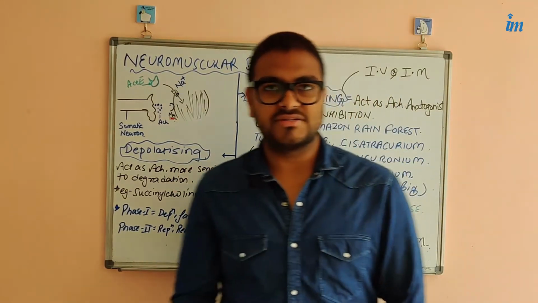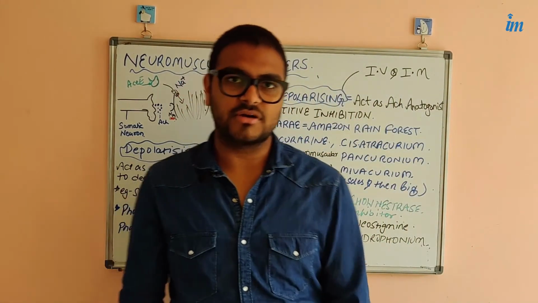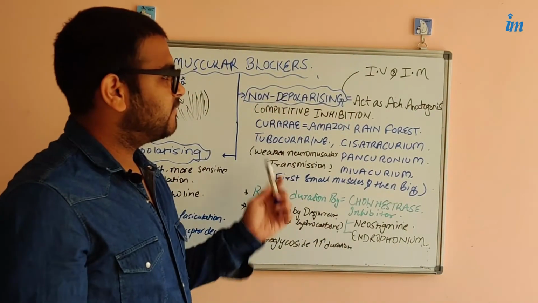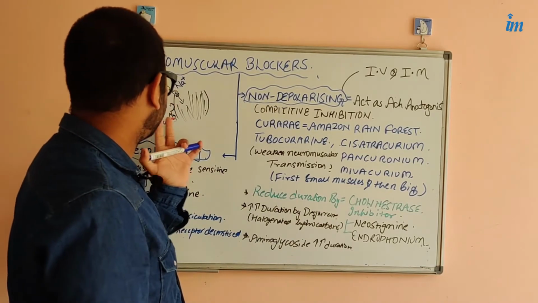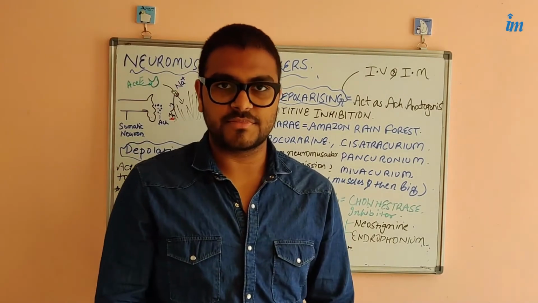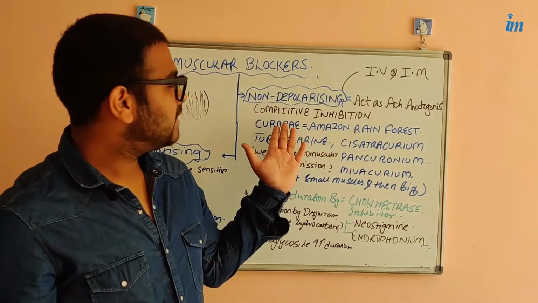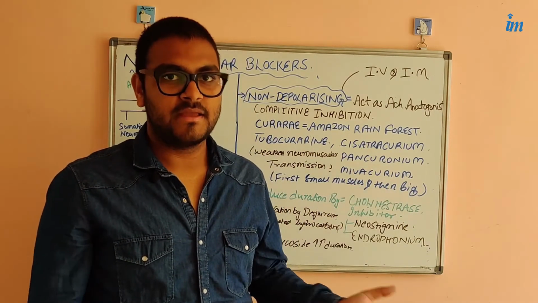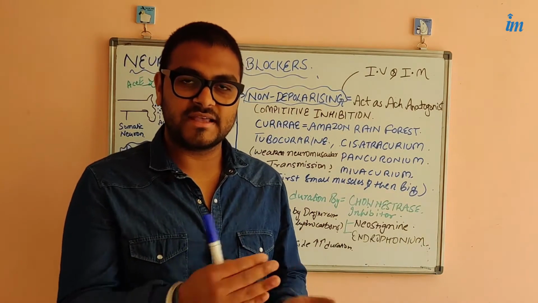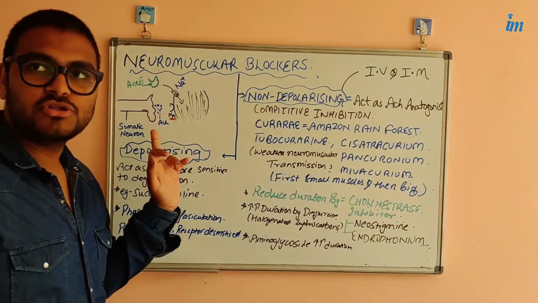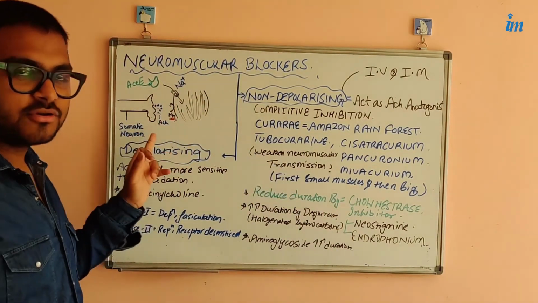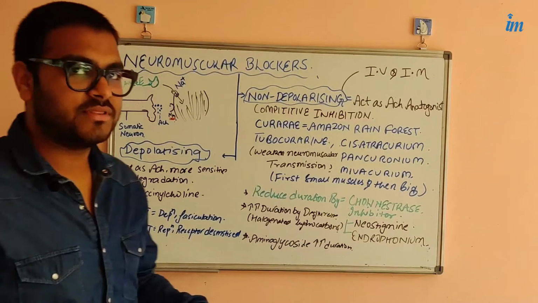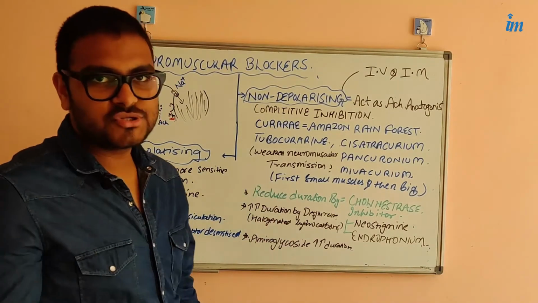But non-depolarizing neuromuscular blockers, what do they do? They are competitive antagonists of the NM type of receptor. So these non-depolarizing agents compete for the receptor with acetylcholine. Acetylcholine also wants to bind with the nicotinic receptor, and these agents also want to bind with the receptor. So one of them is going to bind.